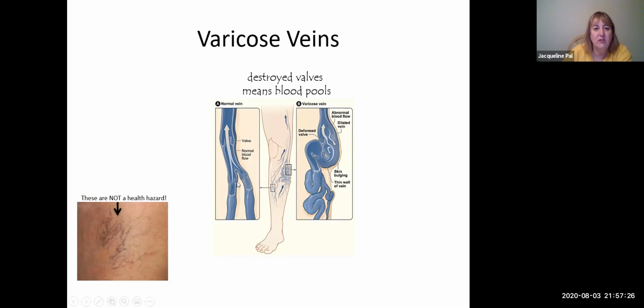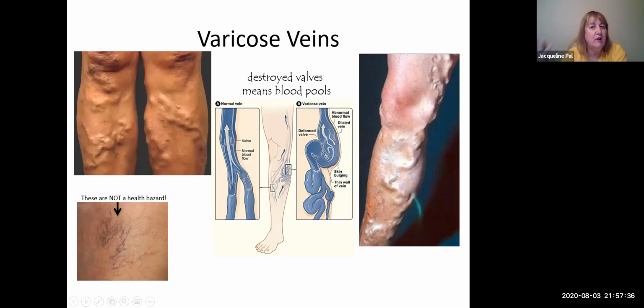So on the left, you have a drawing of normal veins in your calf, and on the right, if the valves are destroyed, then blood can pool in them. And so that's a great drawing, and here are actually pictures. These are varicose veins, okay? And these are actually both men, and I put this because I want men to realize that it's not just a disease of women.